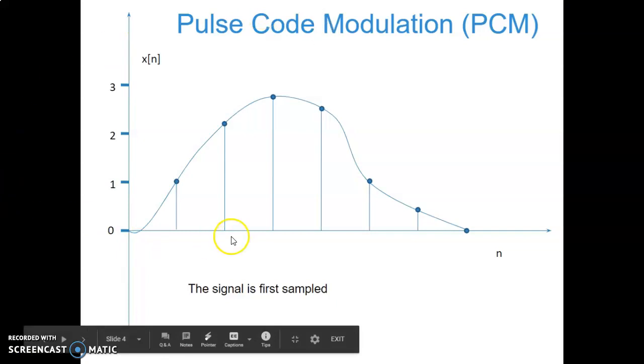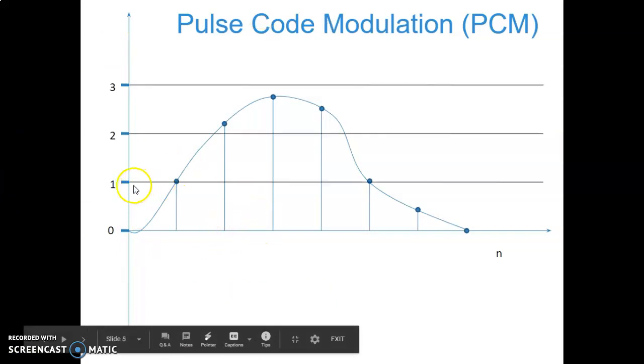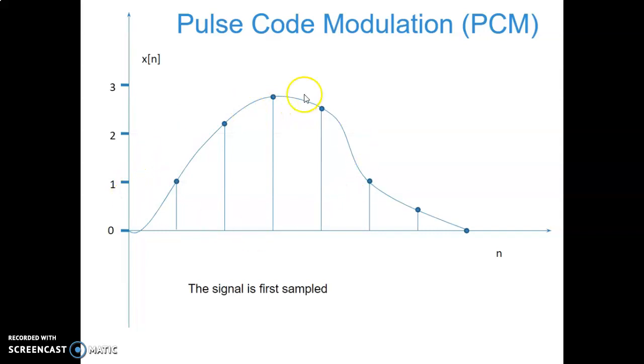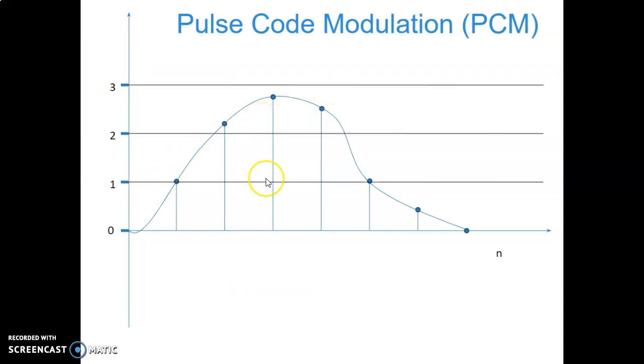The second step after sampling is quantization. Now you see the quantization process. What we have done is stretched a horizontal line from each of the levels. Each level means the amplitude of a particular sample. Let us say it is 0 volt, 1 volt, 2 volt, and 3 volt. At every stage the line is stretched, and you will get a waveform something like this.